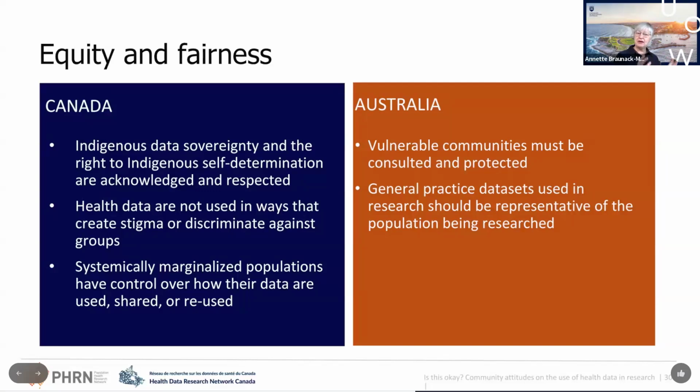In Australia, we found very similar things. A focus on needing to ensure that vulnerable communities are consulted, that they are not harmed, and that they are protected. And with respect to general practice data sets, in one of our juries, a recommendation that the research that is done needs to actually be representative of the population that is being researched. And again, some quotes.